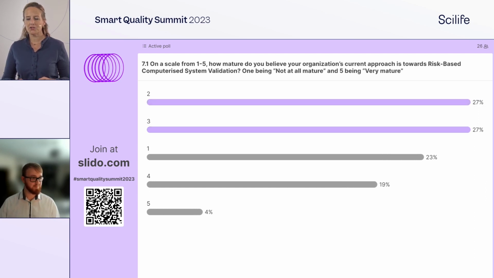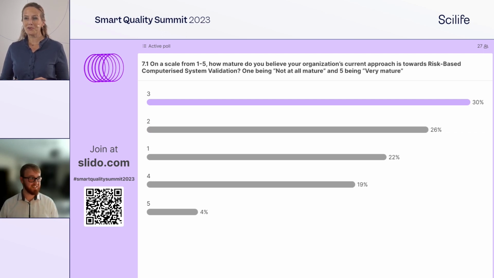Oh, they are very mature organizations. That's good. Nice to see that. But indeed, there's still a lot of room for improvement. Yeah, exactly. Well, there's always room for improvement. I guess that's the primary principle, isn't it?